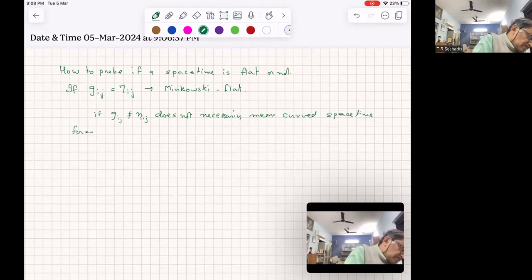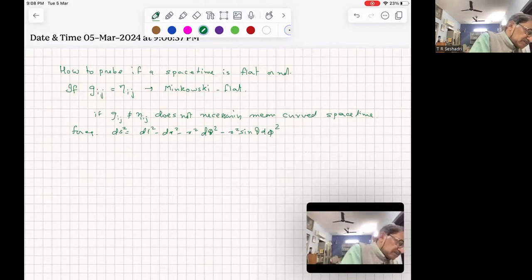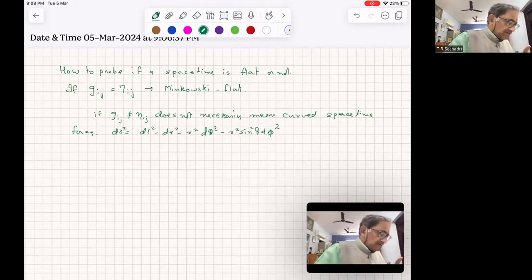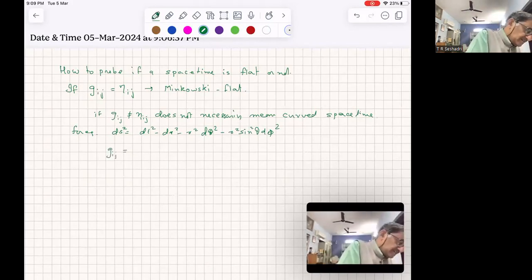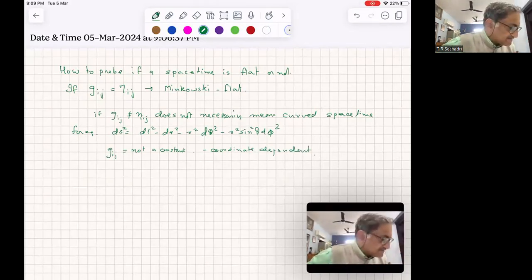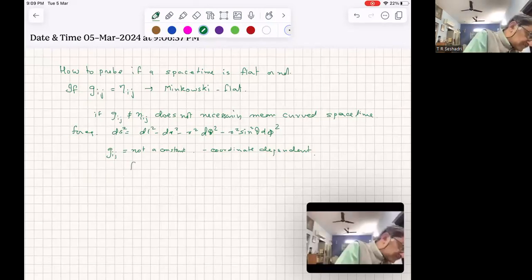For example, if I have ds square equal to dt square minus dr square minus r square d theta square minus r square sin square theta d phi square. Now here, clearly, g_{ij} is not a constant. It is coordinate dependent. But is this flat space-time? Yes, it is flat space-time.